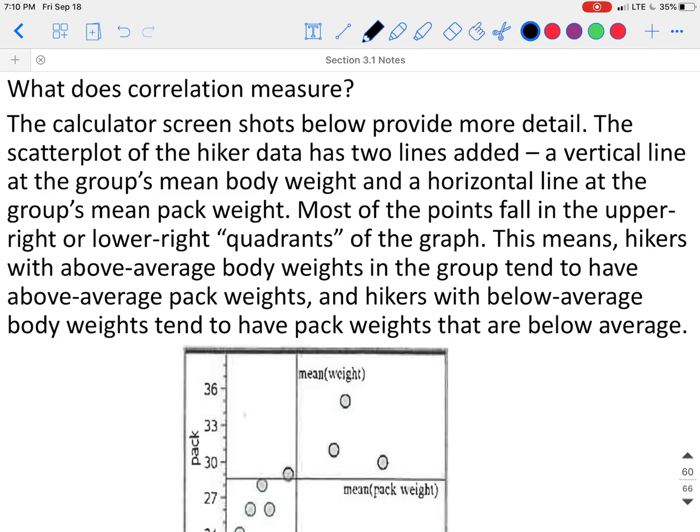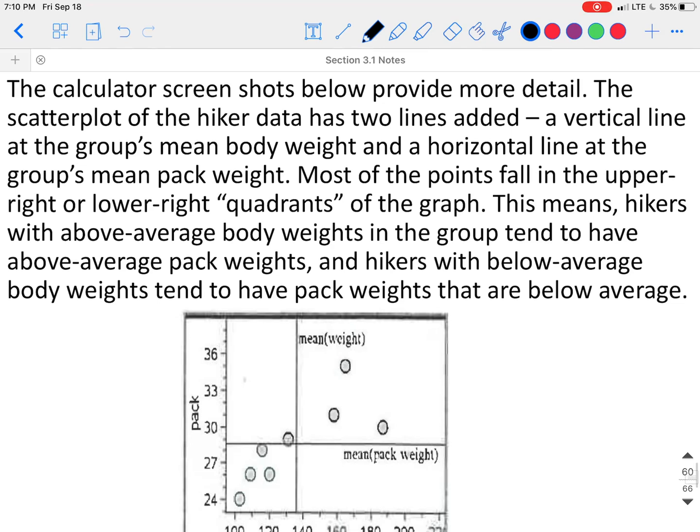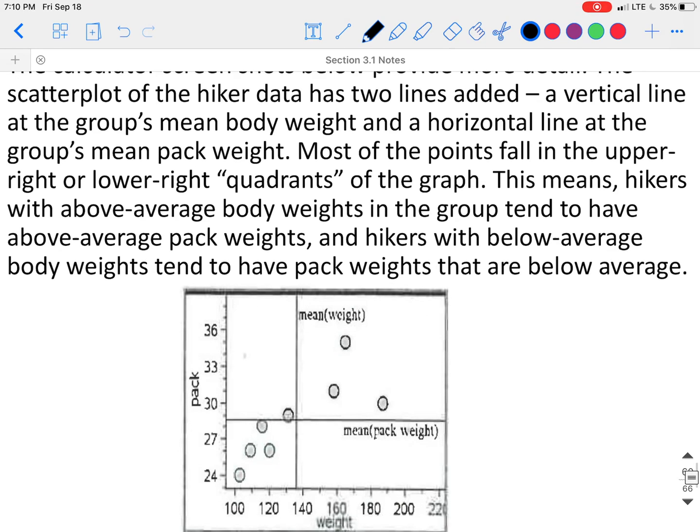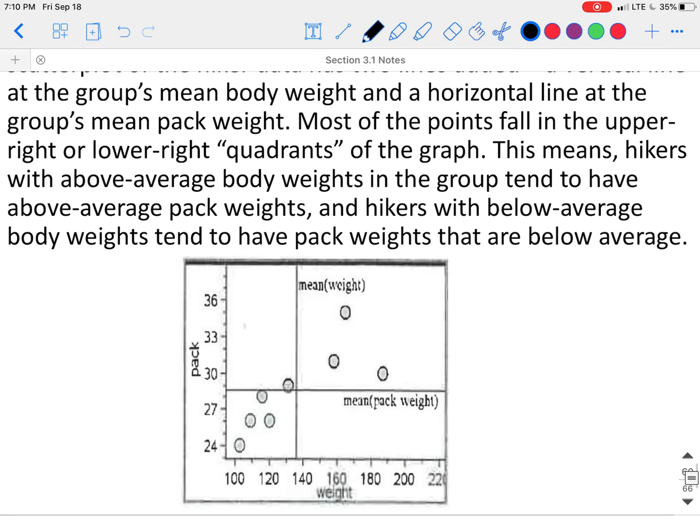So what does correlation actually mean? The calculator screenshot below provides more detail. The scatter plot of the hiker data has two lines added. We have a vertical line right here that is showing you the average body weight of your hikers, and you have a horizontal line right here that shows you the average pack weight for all the hikers.